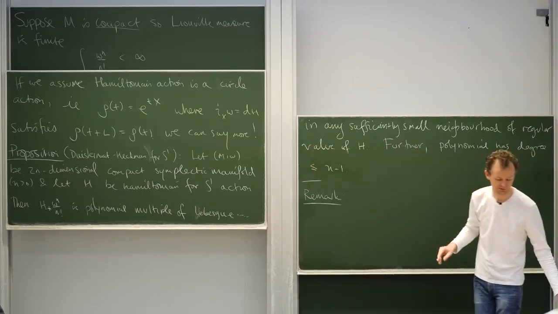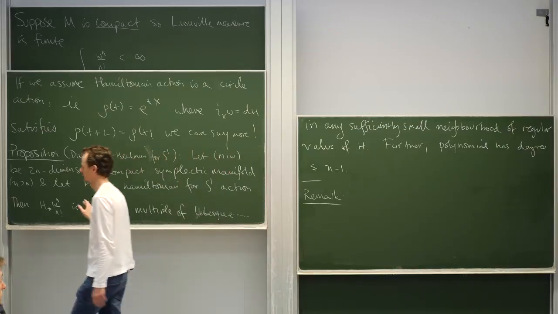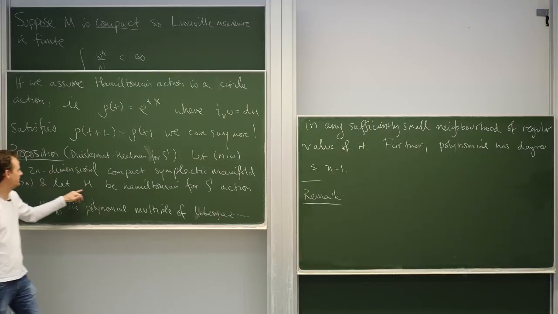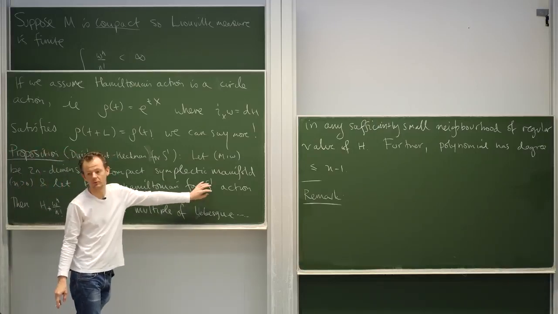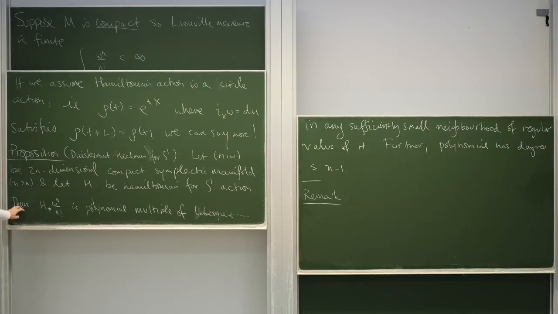Okay, here's the result. Quite an astonishing result. Suppose we have some symplectic manifold, an even dimensional compact symplectic manifold, and you let H be any old Hamiltonian, as long as it's an S1 action on that symplectic manifold. Then this induced measure isn't just any old measure. It's a polynomial multiple of the Lebesgue measure on R.